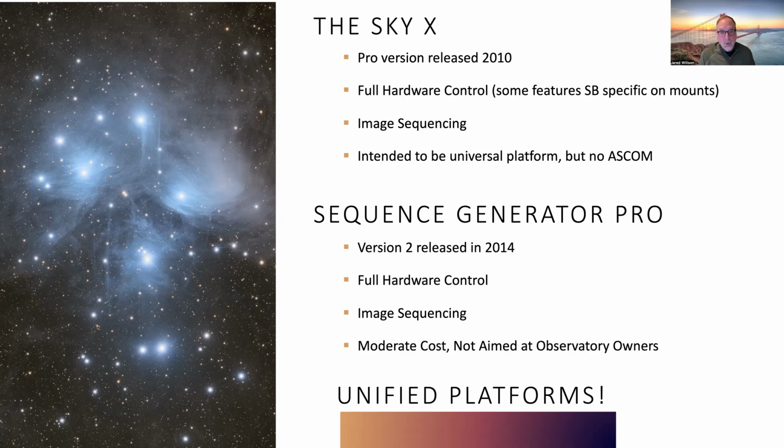Then somewhere around 2014, version 2 of Sequence Generator Pro was released. That was the first Nina equivalent, I'll say, that was really aimed at giving you full hardware control and letting you develop fairly, actually very complex image sequences. It wasn't nearly as expensive as ACP on DC3. It was still not cheap, I think in the neighborhood of $1,500 or so, but it was bearable for someone who was trying to do remote imaging, whether that was from a home observatory or something further away.